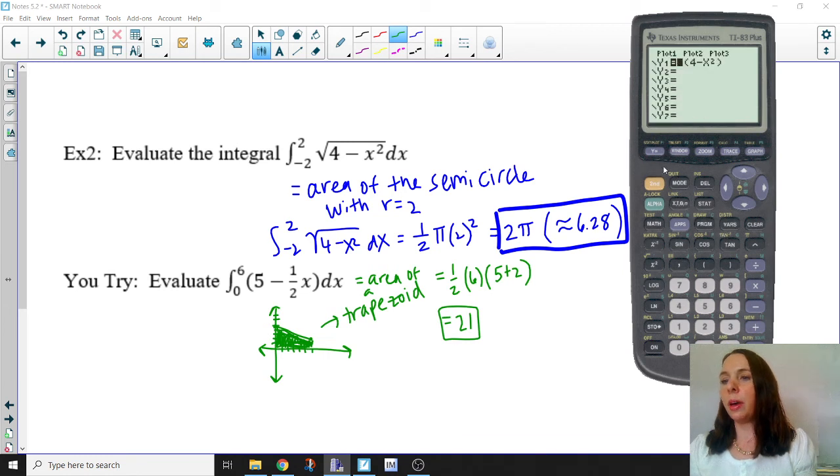And finally, once again, I'll review the other way that you can check your answer. If you're not in the graph, you can still do an integral calculation by pressing the math button and then option number 9. And what you do here is you type in your function, then always comma x, that's like the dx, and then always comma the lower limit, comma the upper limit. And there it is, ta-da, the answer is 21.